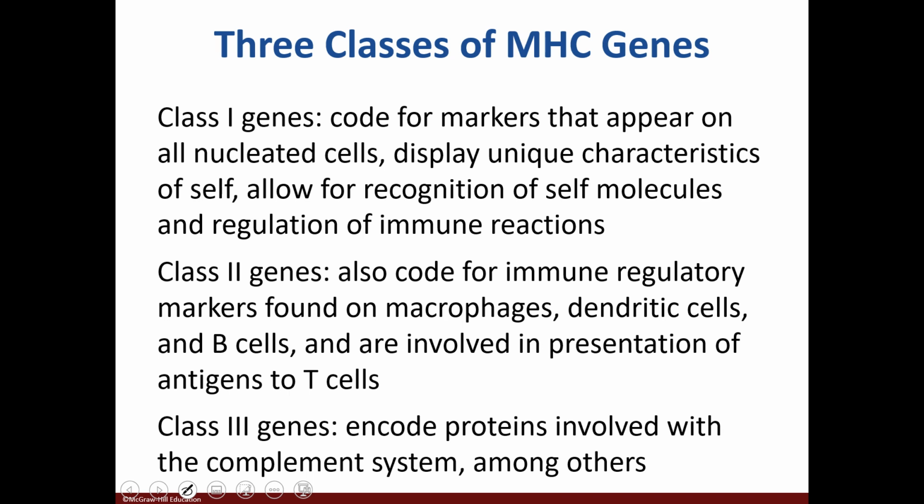Class 1 MHC are found on every cell in our body except for red blood cells. Class 2 MHC genes code for glycoproteins on our antigen-presenting cells, which include macrophages, dendritic cells, and B cells. Class 3 genes are associated with the complement system that we discussed last chapter.